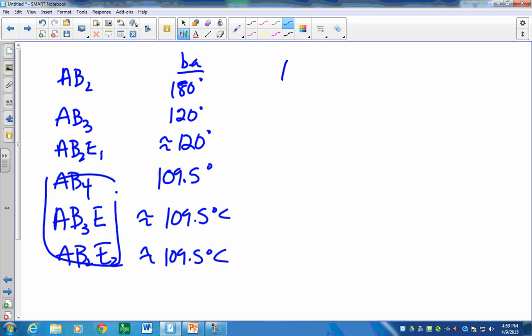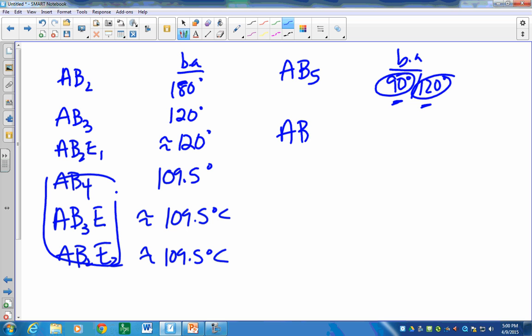And then we have AB5, which has bond angles of 90 and 120. This is between the North and South Pole and the equator, and these are between 2 atoms that are on the equator. So if one atom's on a pole and on the equator, it's 90. If both atoms are on the equator, it's 120.